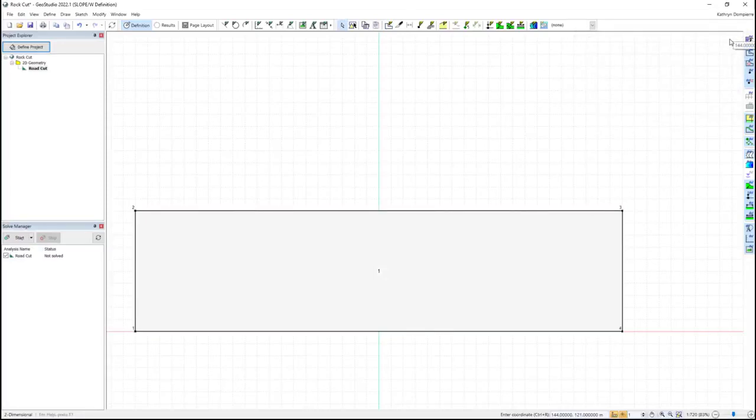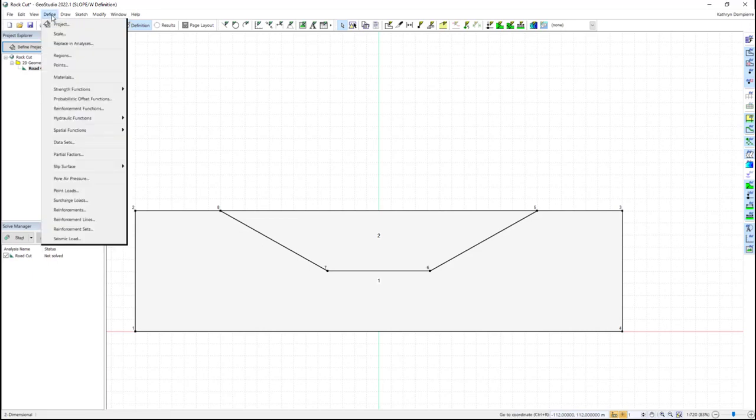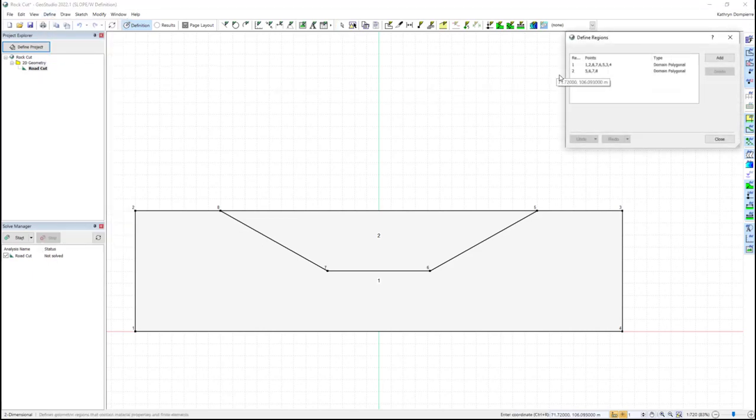The rock cut will be centered around the x equals 0 meter axis, so the domain remains symmetrical. I will use the Split Regions tool to quickly create the rock cut, and remove the region representing the rock mass that will be cut from the intact mass.